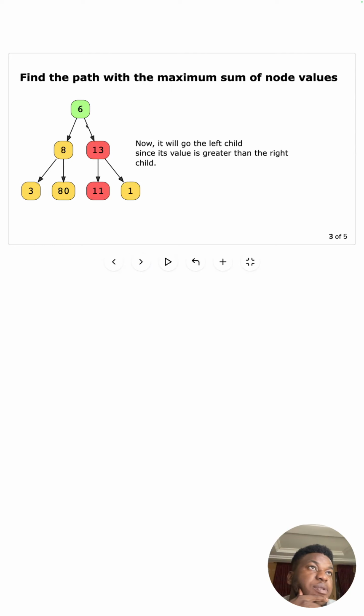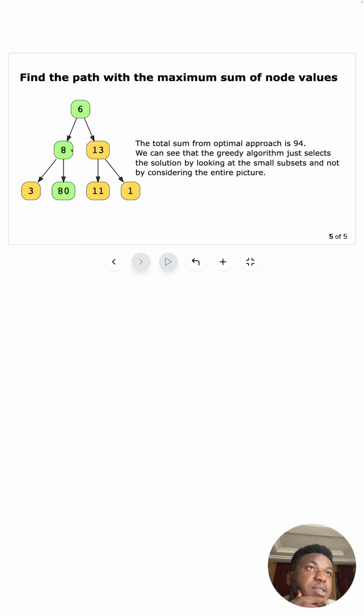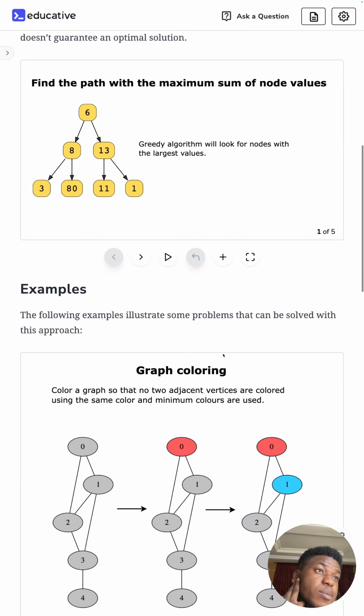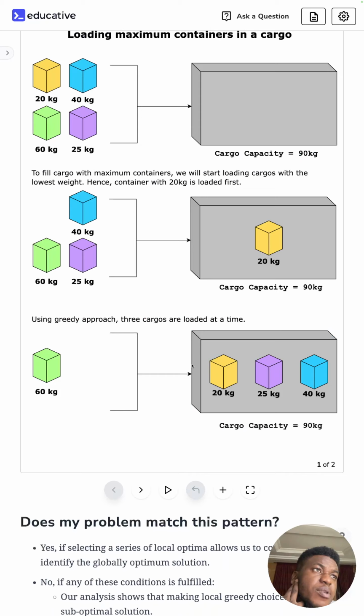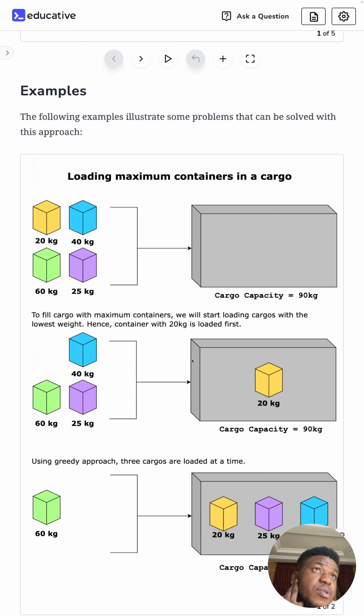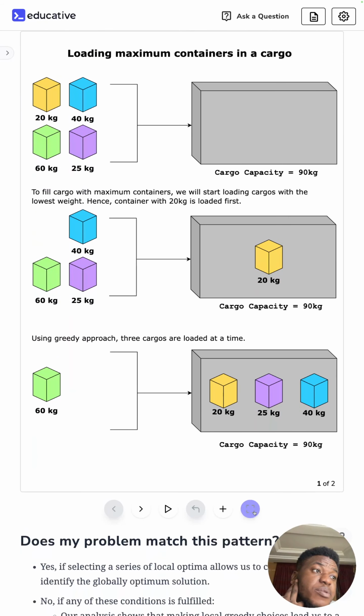However, this is wrong. This is not the path with the maximum sum because there's this 6, 8, 80 down here, right? It was missed just because 8 is less than 13. I think that explains what they mean by it's not always the global optimal solution. And he gives some examples of problems you can solve with this greedy approach.